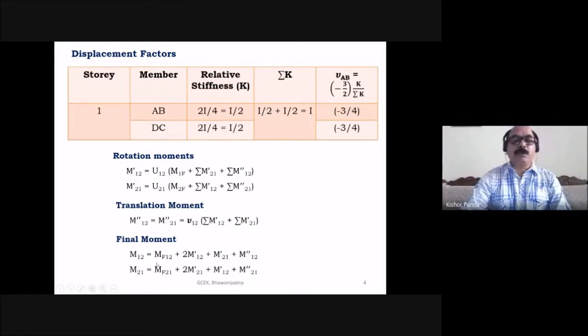The final moment formula: M12 is equal to MF12, then twice the near end rotation moment, then once the far end rotation moment, then the translation moment. This translation moment is applicable for the vertical members. If there is a horizontal member, you only have to consider up to the rotation, and the translation you include only in the vertical members. So M12 is equal to MF12 plus 2M'12 plus M'21 plus M''12. Similarly, M21 is equal to MF21 plus 2M'21 plus M'12 plus M''21. This is the formula you have to use to find the rotation, translation, and final moment.